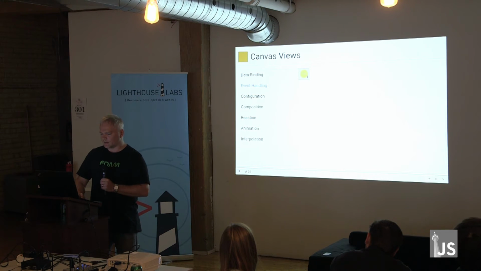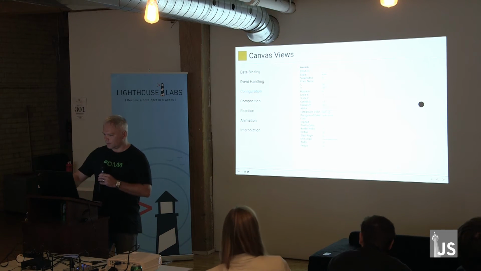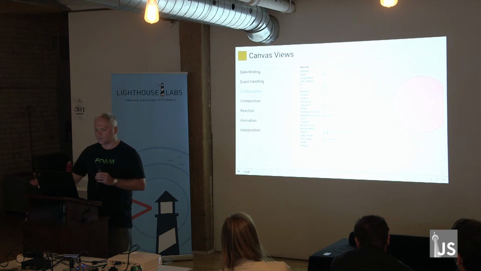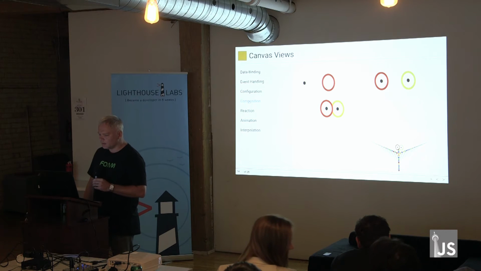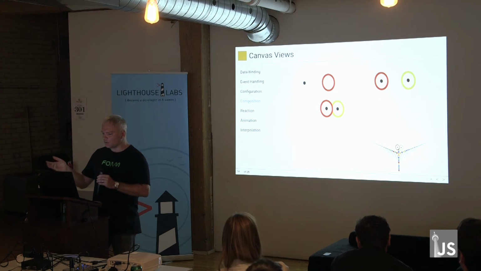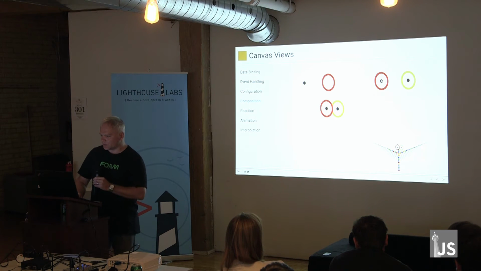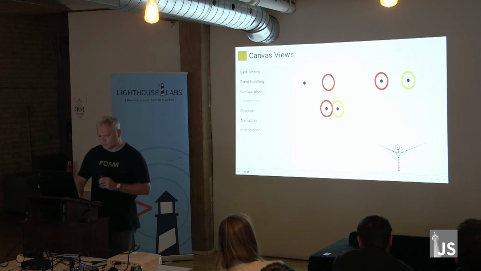Event handling, so this is a Canvas button. Configuration: I have a circle, and then I can see the properties for it. I can configure it like normal. Composition: with DOM, you can add elements to other elements and compose them, but you don't really have that in Canvas. But here I take a circle, take two circles, compose those into an eye, compose two eyes into eyes, and then compose that into this little dragon creature.